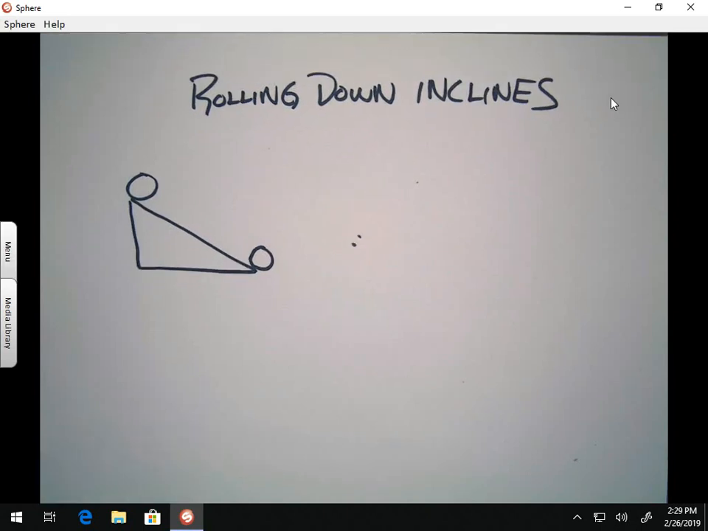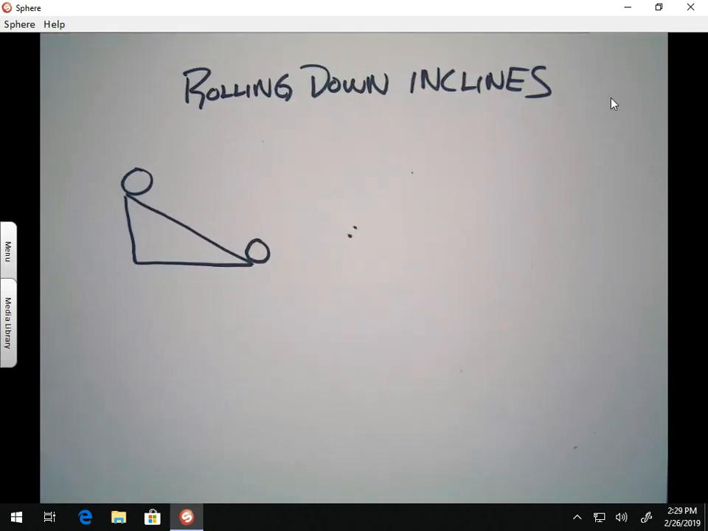Hi, so in this video we're going to look at rolling down inclines, and in particular we're going to look at how energy gets divided when an object rolls down an incline. So let's make it our goal to do the following.